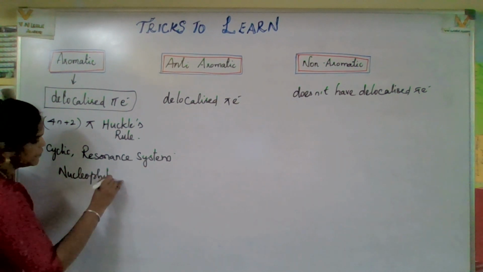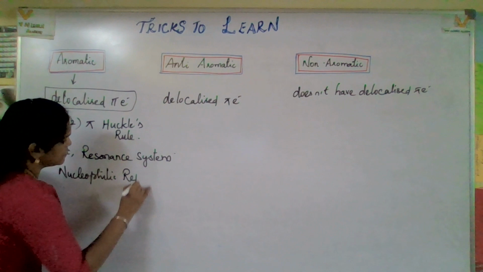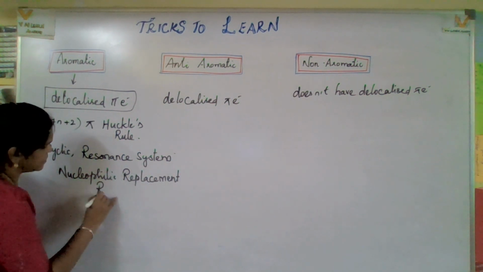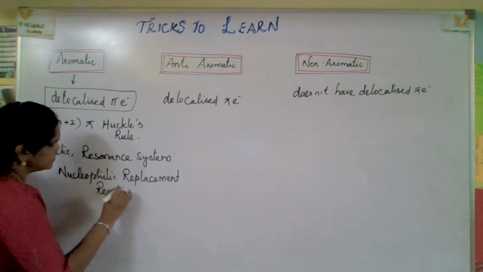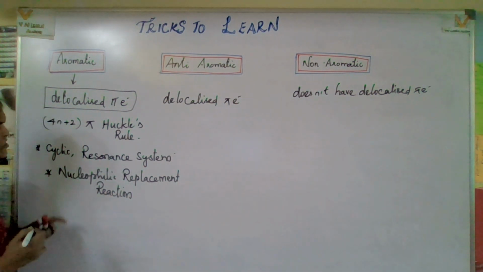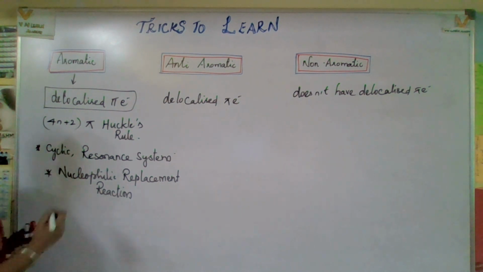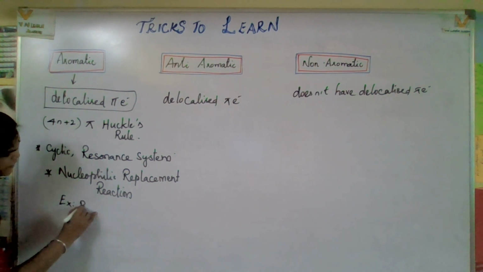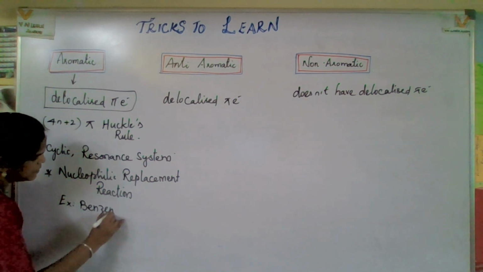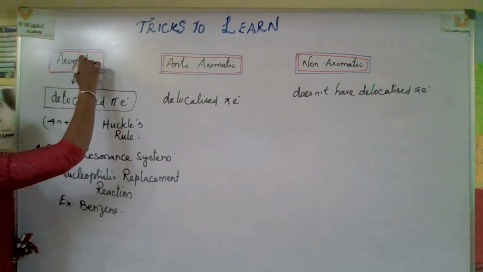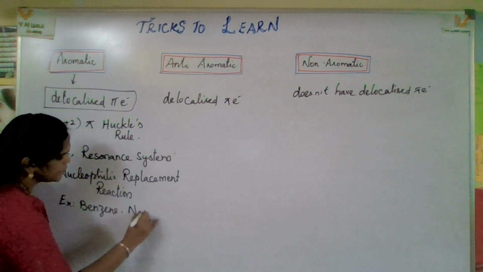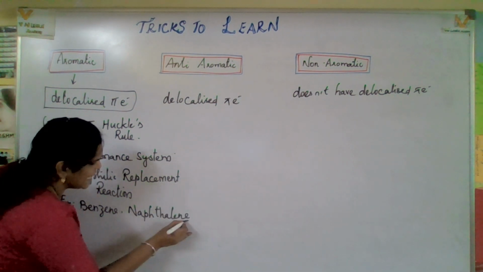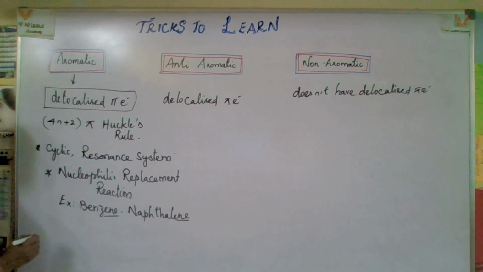And here, nucleophilic replacement reaction takes place. These are the ideas I mentioned to identify aromatic compounds. As examples, you know very well, benzene is the main example for aromatic, then naphthalene, and pyridine.